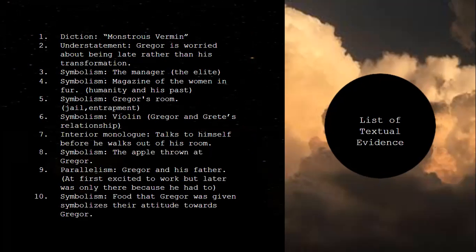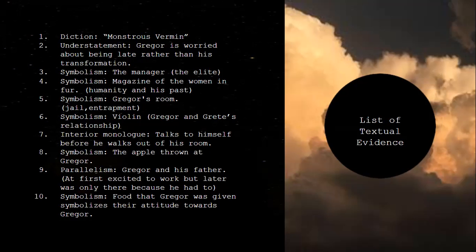The first one I chose was the diction of the monstrous vermin. As soon as he is woken up from his nap, or his sleep, he was called a monstrous vermin, and it juxtaposes the way they described his bedroom as a normal human room, or a regular human room. Then we have the understatement, where Gregor is worried about being late rather than his transformation.